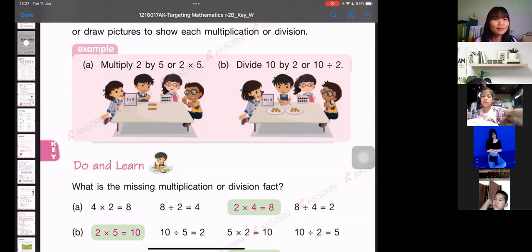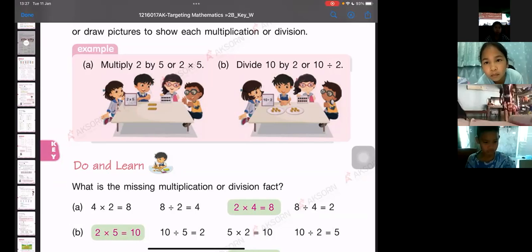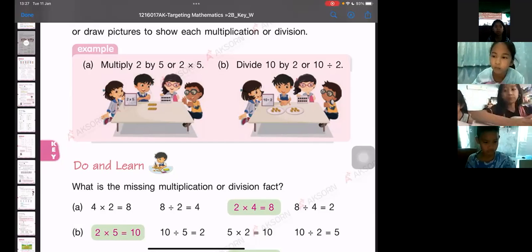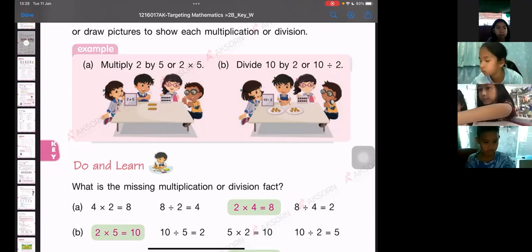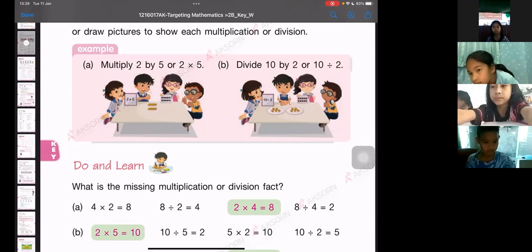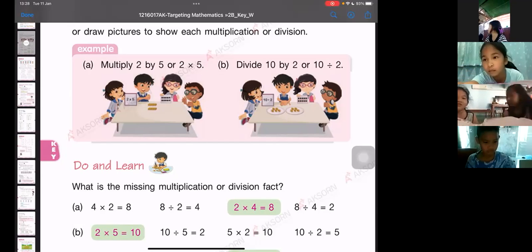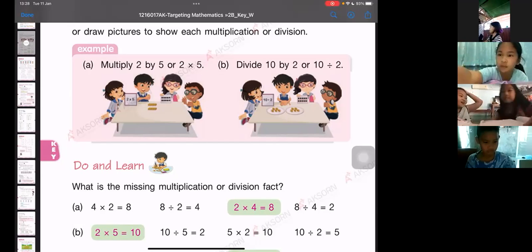Okay. So for letter A and letter B, here's the answer. For letter B, 2 times 5 is equal to 10. So you look at the multiplication table, 5 times 2 is also equal to 10, right? So you're just going to change 5 times 2 to 2 times 5. They are the same, equals 10. Okay, did you understand? Yes.